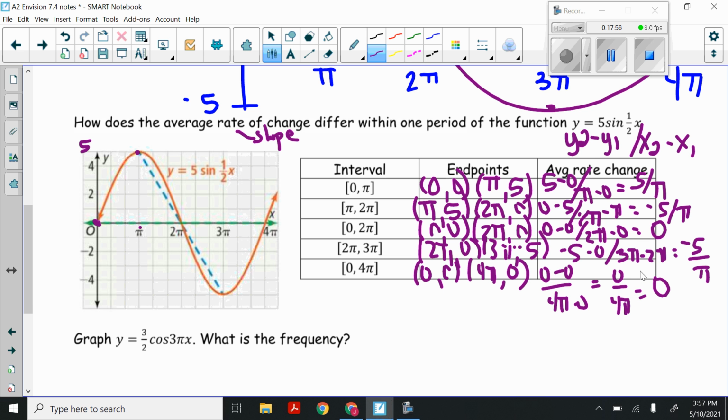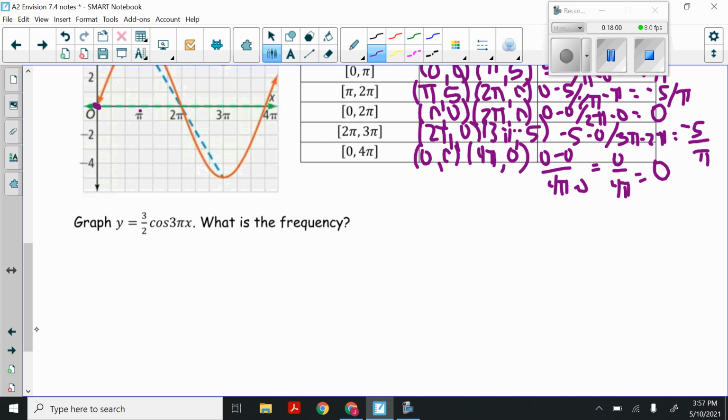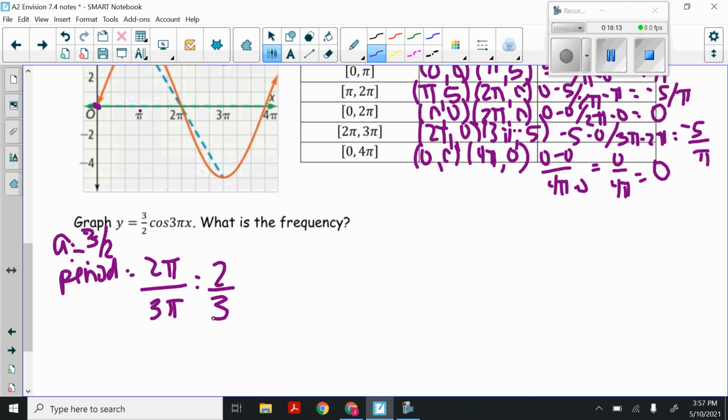So now let's look at graph y equals 3/2 cosine 3 pi x. And what is the frequency? So right off the bat, I know my amplitude is 3/2. The period is going to be 2 pi divided by 3 pi, which is going to be 2/3, which means the frequency is 3/2.